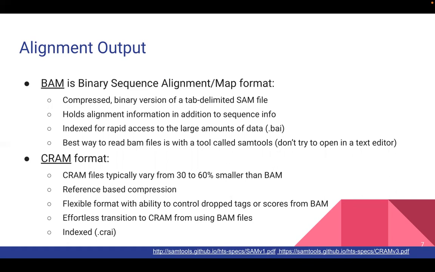More recently, these files have been able to be compressed even further into CRAM files. By choosing scores to drop and making reference-based assumptions about alignments, CRAMs are able to be 30 to 60% smaller than BAM files. It's called a lossy compression, and it's extremely helpful as sequencing data stores just keep increasing and increasing.